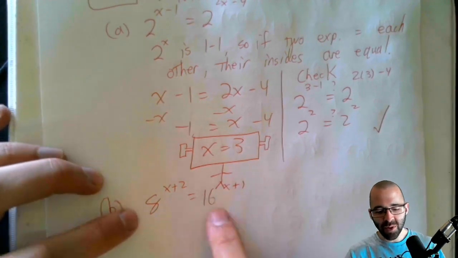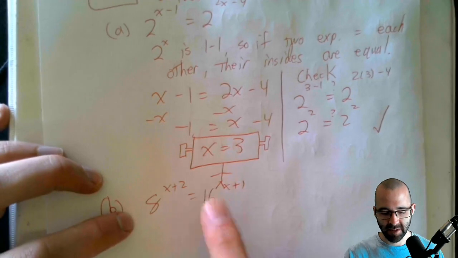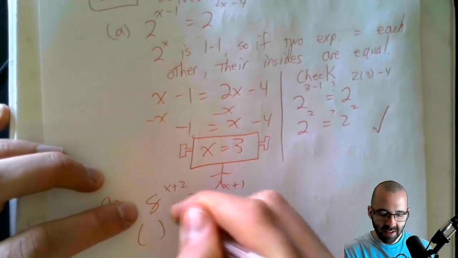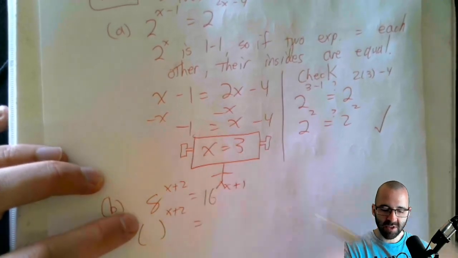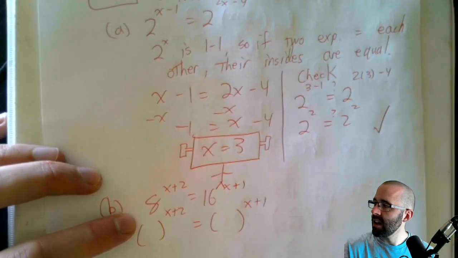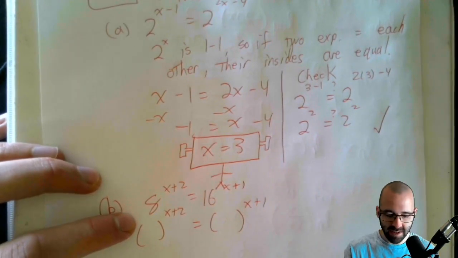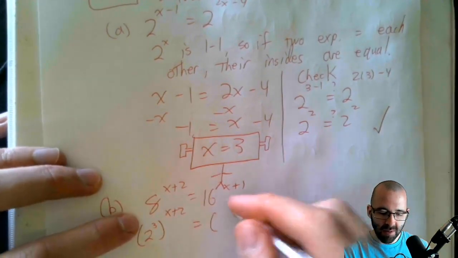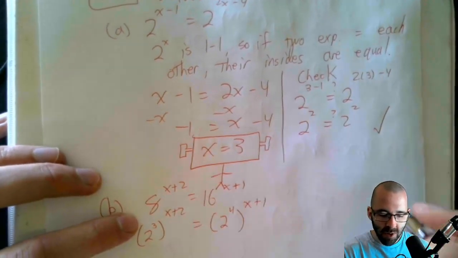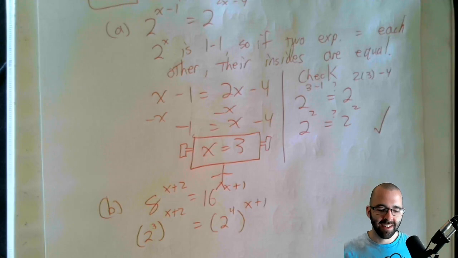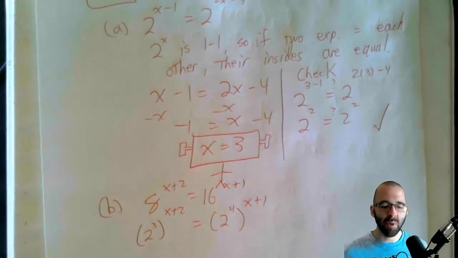So these both have to do with 2's, right? So we're just going to write these in terms of 2. Isn't 8 just 2 cubed? Isn't 16 just 2 to the 4th? Yeah, so 8 is 2 cubed, it's the same thing. This is 2 to the 4th. And now we have the bases the same.